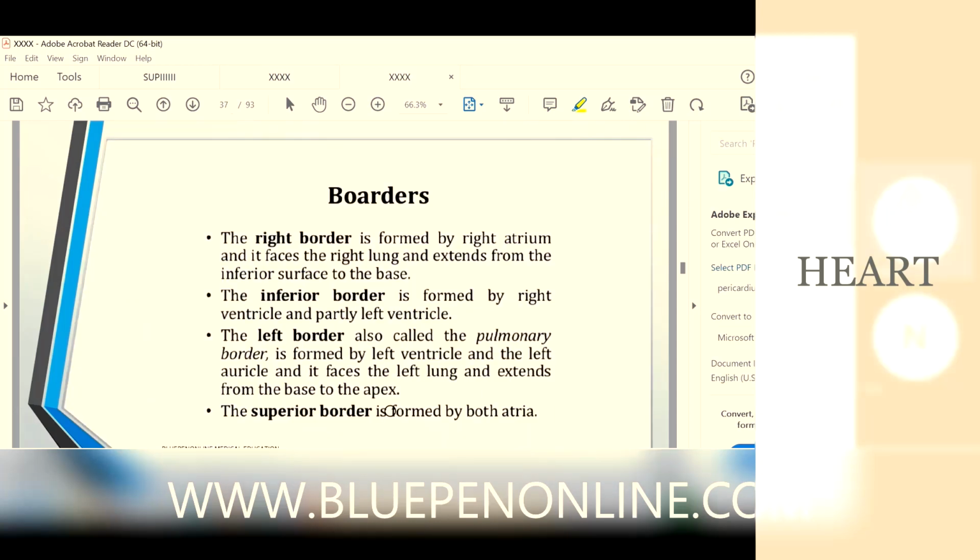Then the borders. The right border is formed by the right atrium. So it extends from where to where? Inferior surface to the base. And the inferior border, which is formed by which chamber, Narisha? Sorry, ma'am. Inferior border, how is it formed? Which chambers take part in making this inferior border? Ventricles, ma'am. Yes, ventricles. Right and left ventricle. The left border?